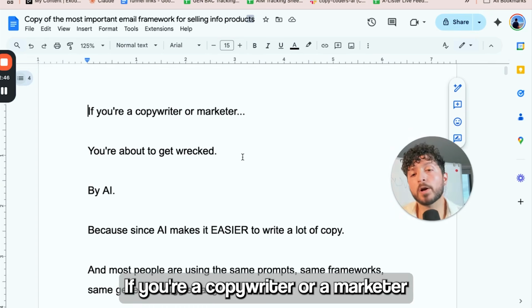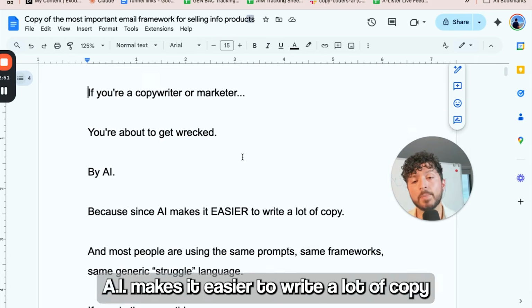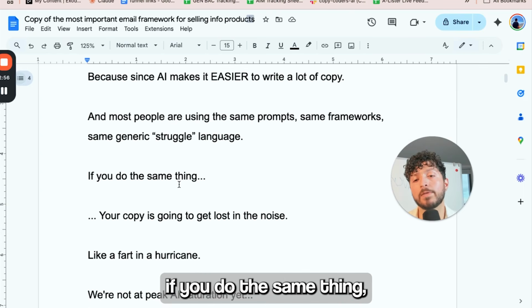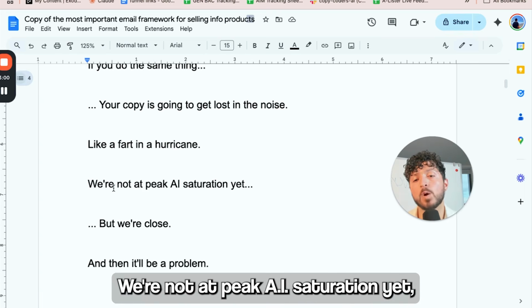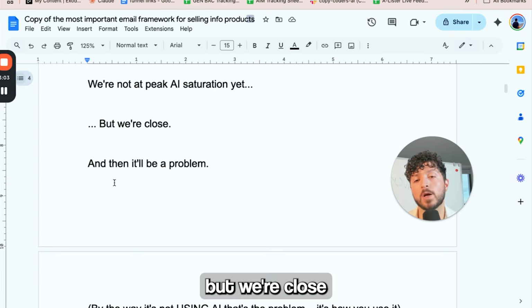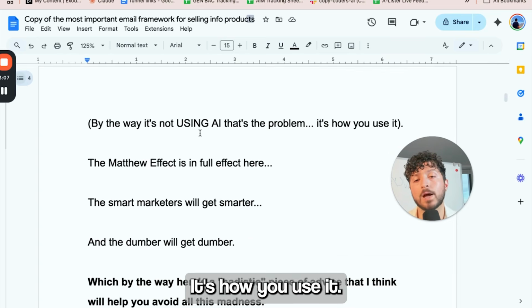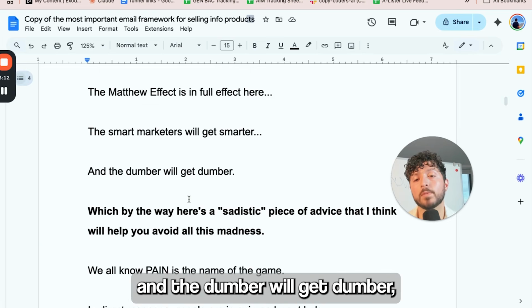If you're a copywriter or a marketer, you're about to get wrecked by AI. Since AI makes it easier to write a lot of copy, and most people are using the same prompts, same frameworks, same generic struggle language, if you do the same thing, your copy is going to get lost in the noise, like a fart in a hurricane. We're not at peak AI saturation yet, but we're close, and then it'll be a problem. By the way, it's not using AI that's the problem, it's how you use it. The Matthew effect is in full effect here. The smart marketers will get smarter, and the dumber will get dumber.